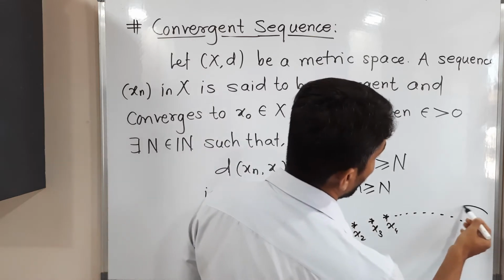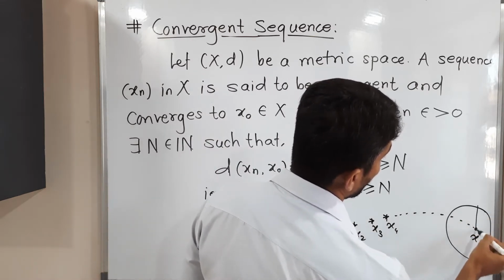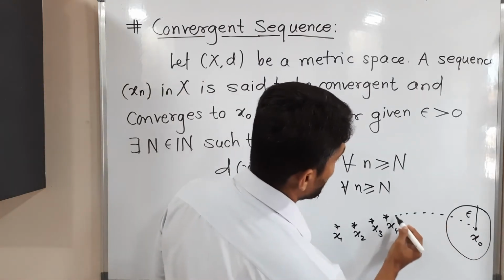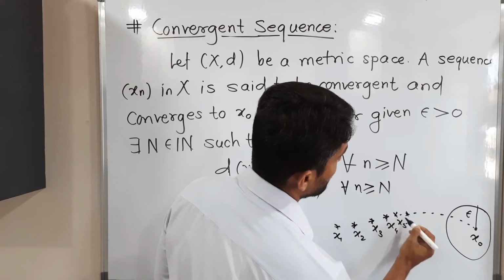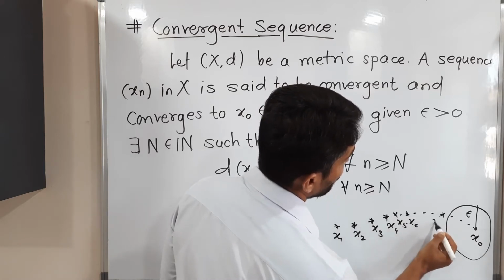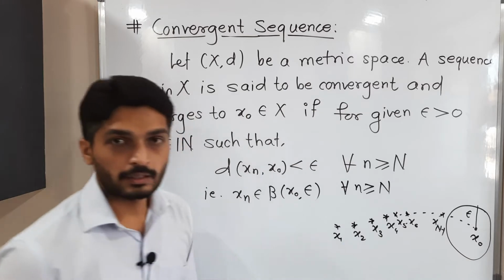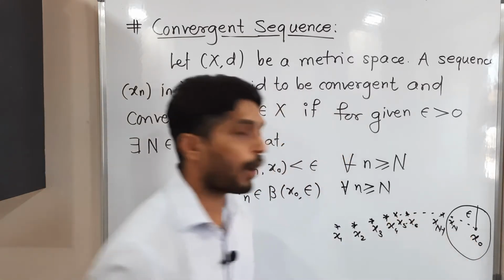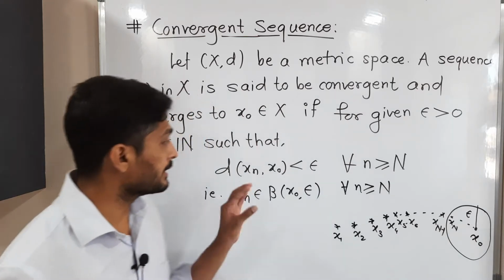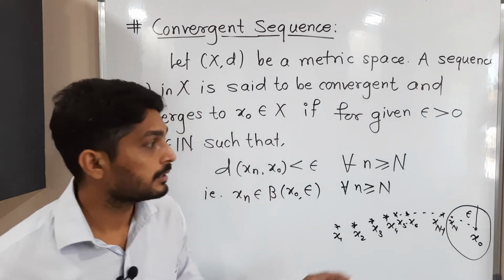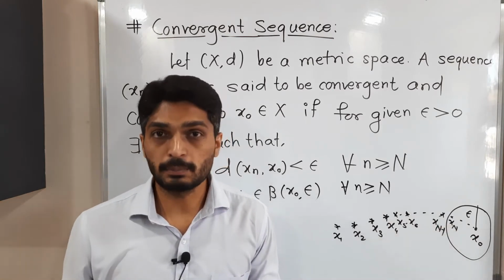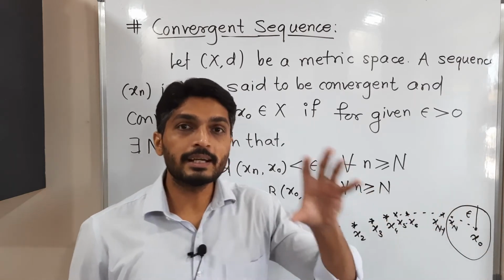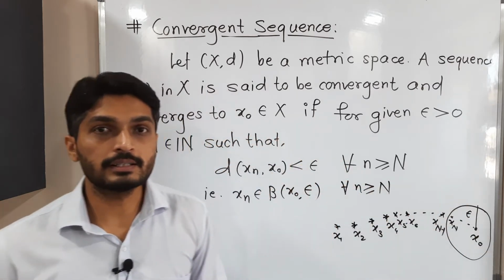So if I draw a ball around X0 with radius epsilon, getting it? Suppose X5 will be here, suppose X6 is here, and here we will have XN minus 1. But from XN, all remaining elements will lie inside this open ball. XN, XN plus 1, XN plus 2, XN plus 3, all infinitely many elements are lying inside an open ball with center X0 and radius epsilon.